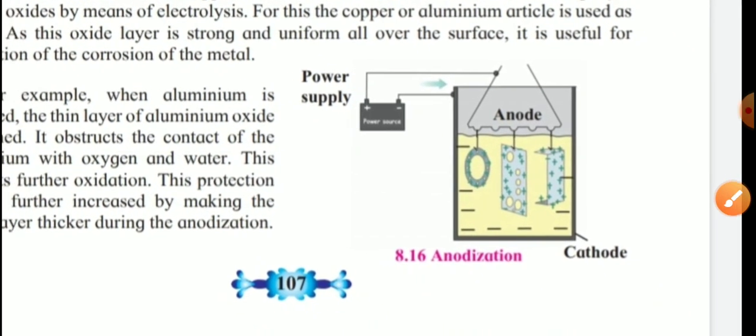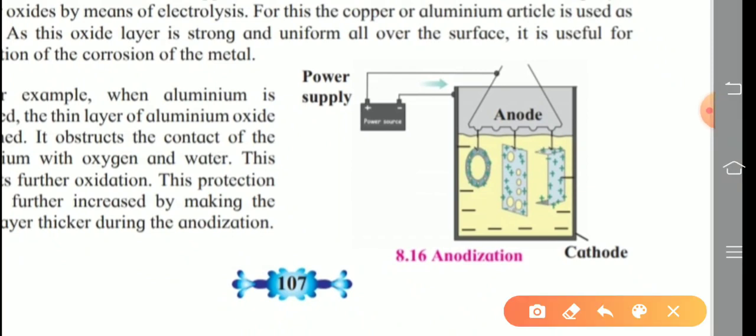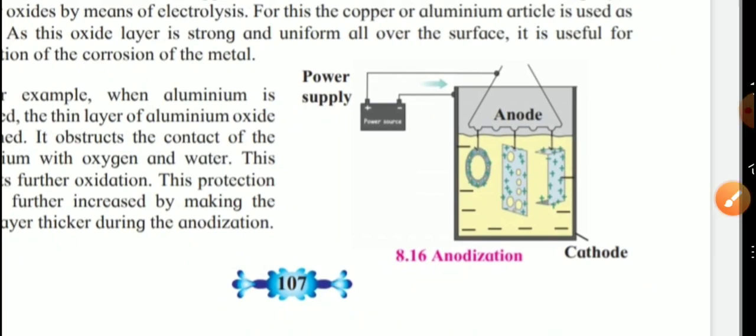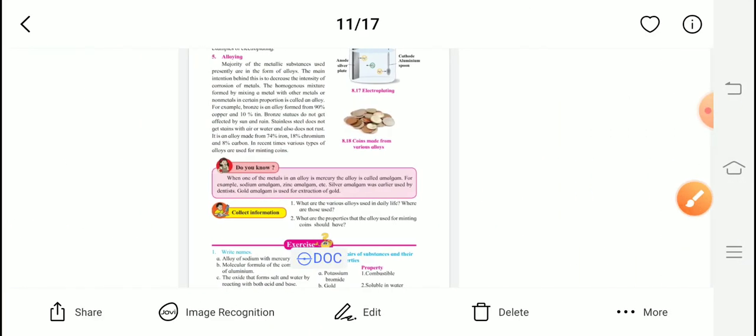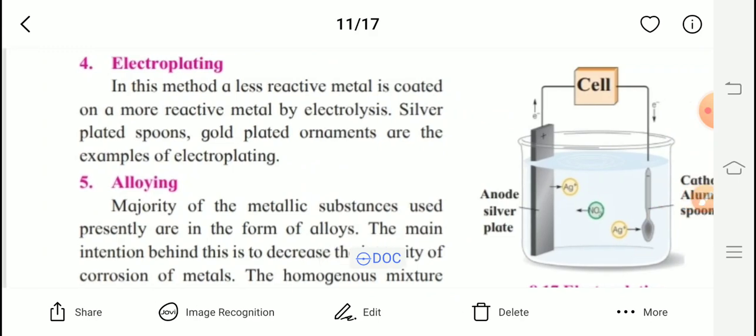So what is shown in this diagram? You check that. Here the power supply is given. Anode means nothing but what? Check it there in the figure. Connections are shown: cathode, anode, and the anodization process is also mentioned. The next process here is electroplating.